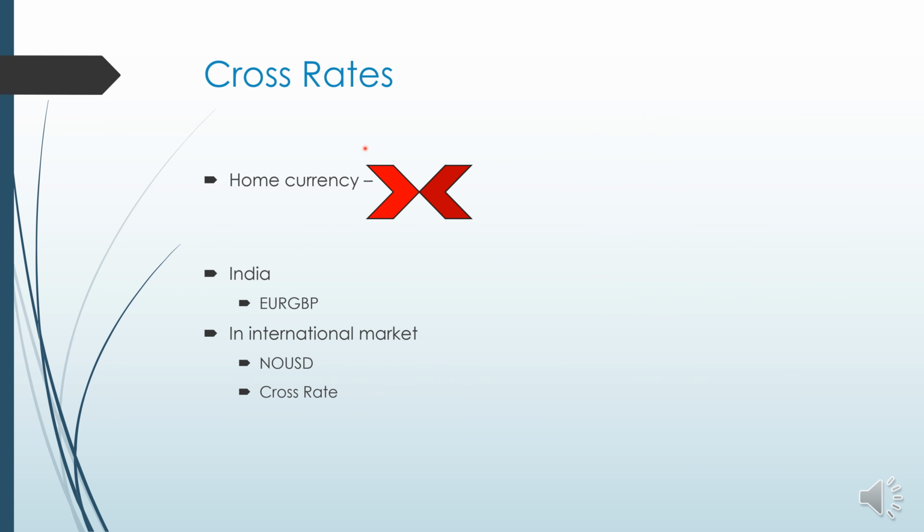Cross rates. If the home currency is not involved in the quote presented, then it is known as a cross rate. It is easier to understand with an example. In India, if the euro is quoted against the pound, as the Indian rupee is not involved, this is a cross rate in India. In the international forex market, anything that is not quoted in US dollars is expressed as a cross rate. So in cross rates, one thing is that the home currency will not be involved. Another thing is that, in the general sense, it's not quoted against US dollars.